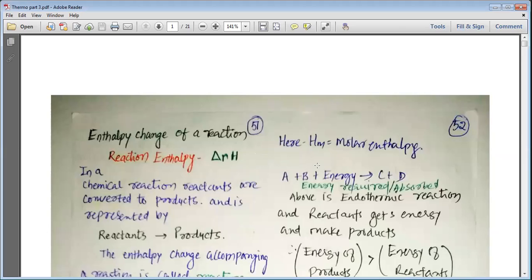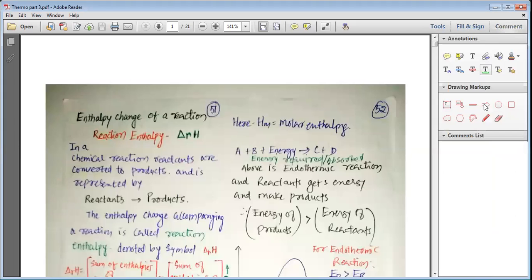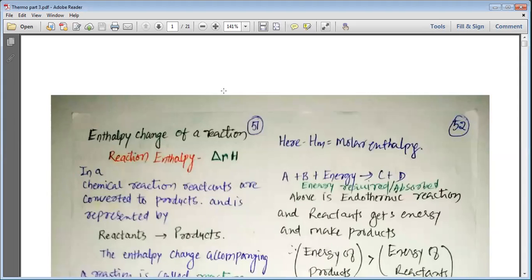Good morning, dear students. In the last period, we have studied about the extensive and intensive properties, the properties that depend upon the mass and size. If it depends, then we call it an extensive property. But if it does not depend upon the matter or the mass and size, then we call it an intensive property.